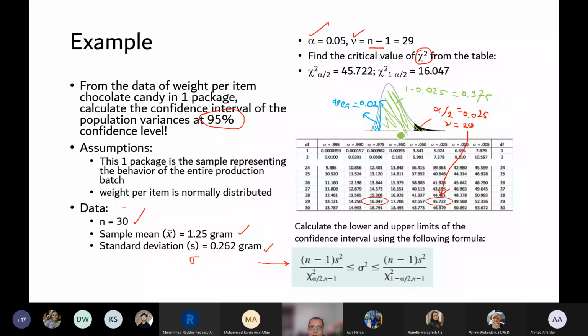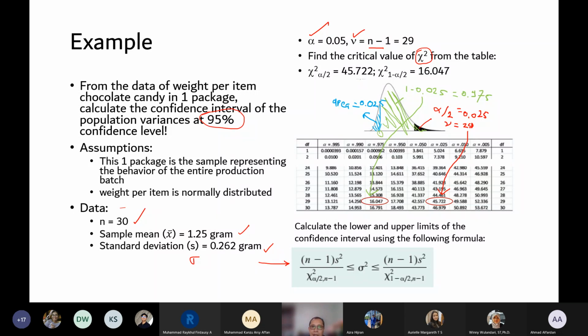So what is the value of this chi-square that produces that value of probability? This one. Yeah. There you go. 16.05, 16.047. Okay, so this is the value of the left-hand side chi-square.